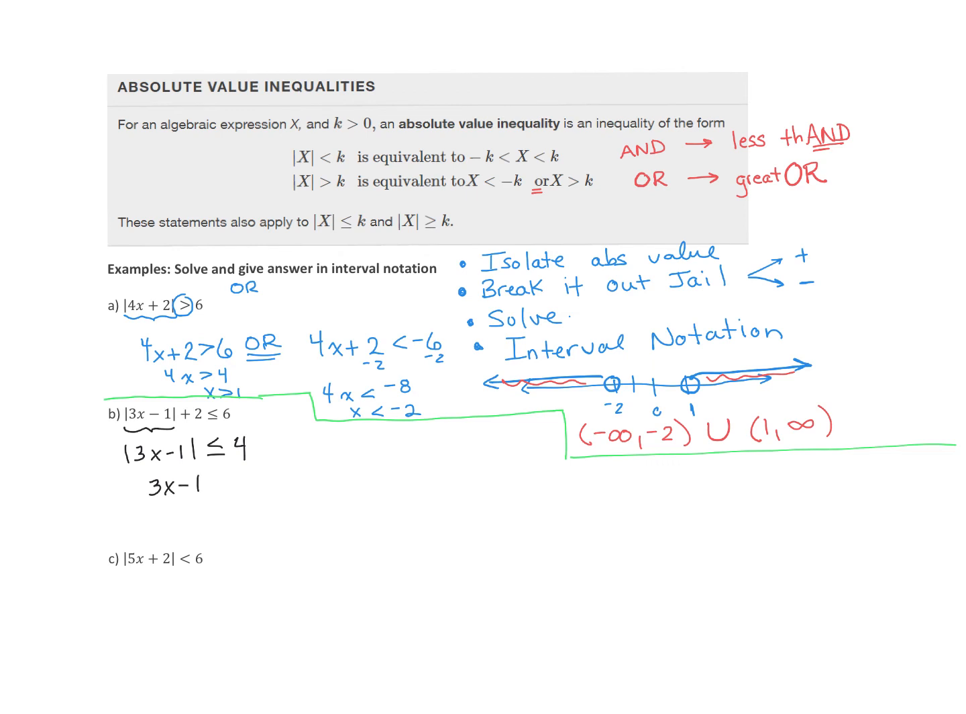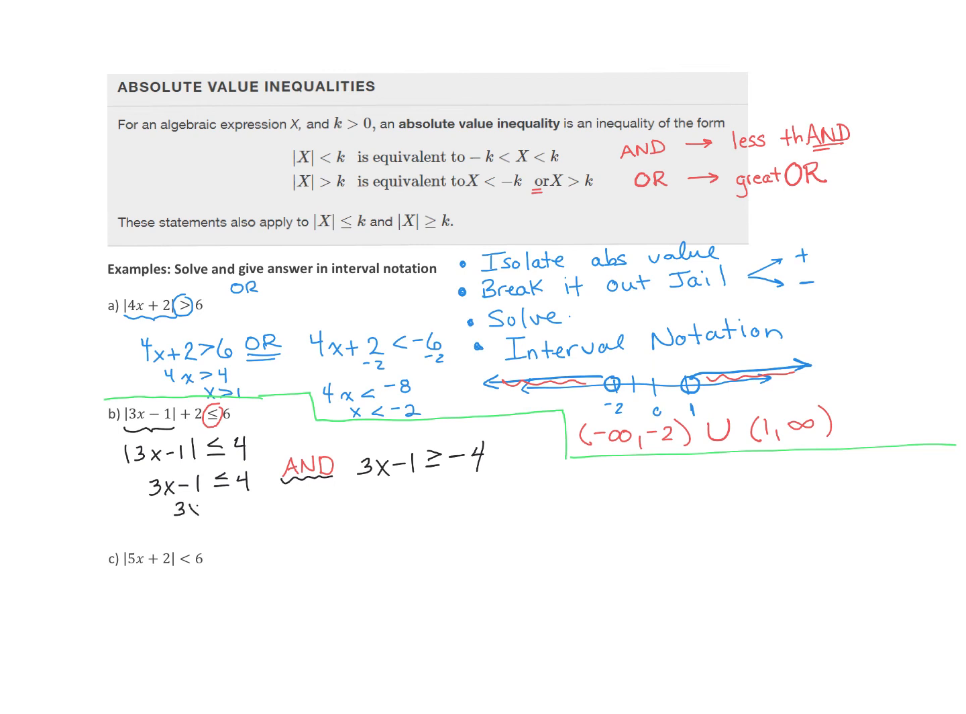3x minus 1 less than or equal to 4. So I've dropped the absolute value and kept the 4. And we also get 3x minus 1 is greater than or equal to negative 4. So I need a word in here. This is a less than symbol when I started. So this is going to be an and statement. And the reason that's important is because now that tells me that I need to find the intersection of these two inequalities.